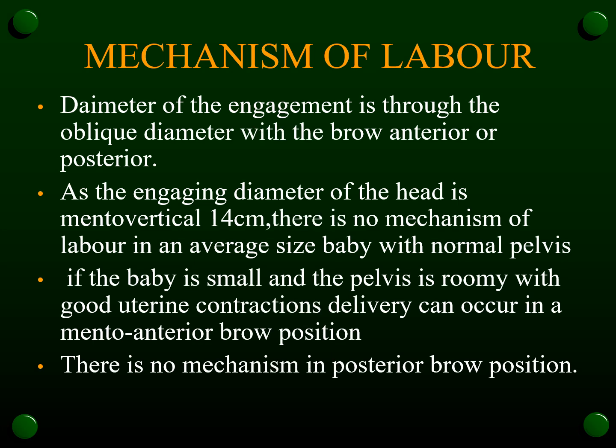Next is mechanism of labor in the case of brow presentation. The diameter of engagement is through the oblique diameter and the engaging diameter is mentovertical 13.5 cm. So there is no mechanism for the brow presentation in an average size baby. But if the baby is very small and if the pelvis is very spacious and if good uterine contractions are there, and if there are no other complications, you can try for the normal delivery. And usually in the normal cases there is no mechanism, and even for the posterior brow presentation also there is no mechanism.